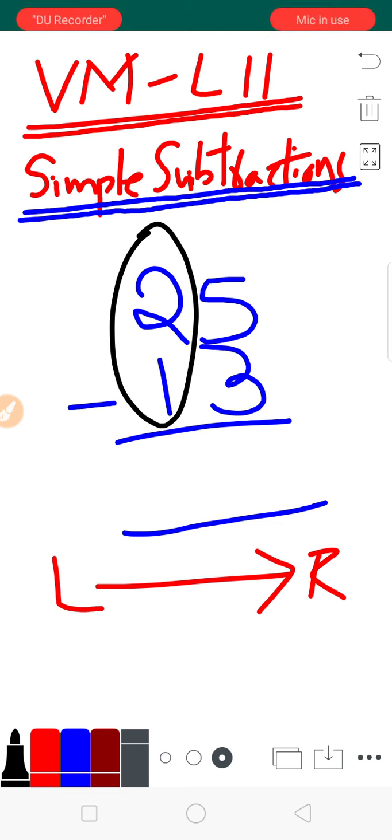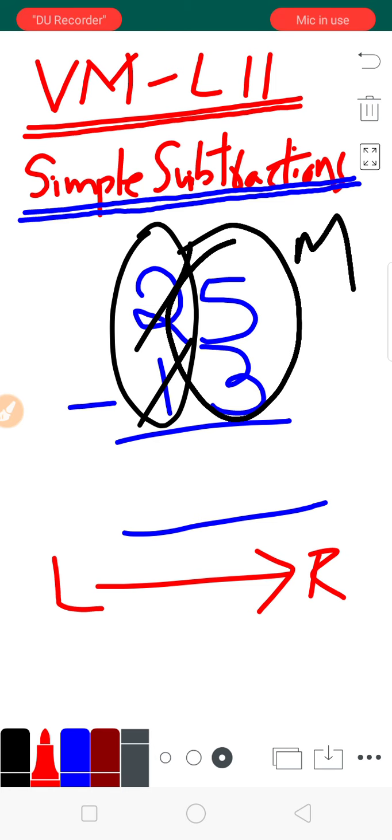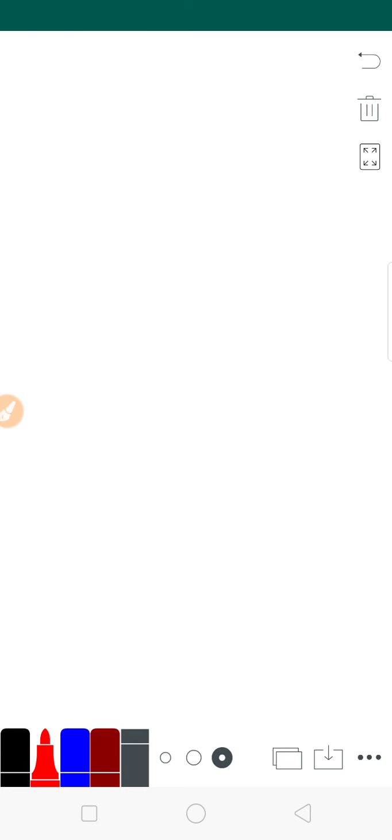Now here this is a match combination. So 2 minus 1 is equal to 1. Without doing anything, we write it. And 5 minus 3, it is a match combination, simple subtraction only, you know 5 minus 3 is equal to 2. 12 is the answer. This is how subtraction can be done in Vedic Maths.